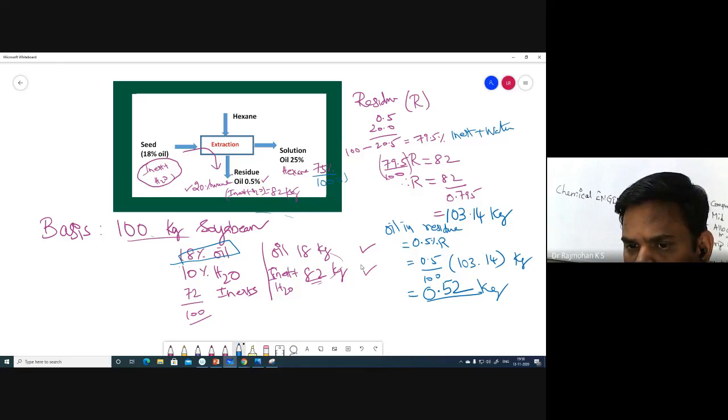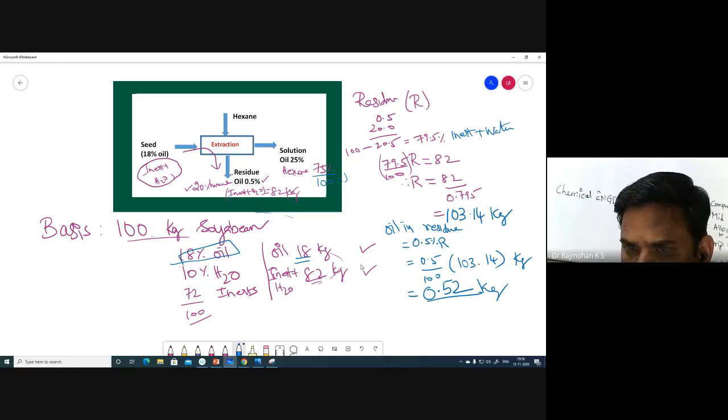So now we know the R value. Now we can find out the amount of oil present in the residue. That is 0.5 percent of R. So 0.5 by 100 into 103.14 gives us the oil present in the residue. Oil present in the feed is 18 kg. Oil present in the residue is 0.52.